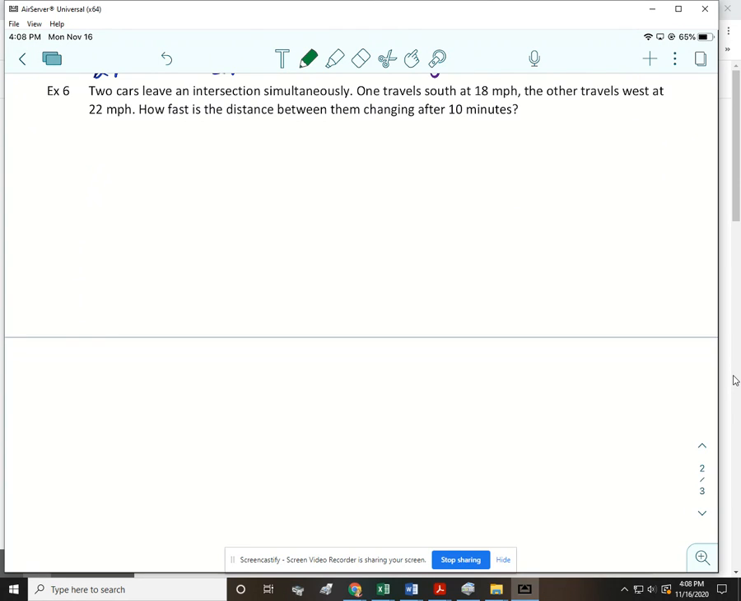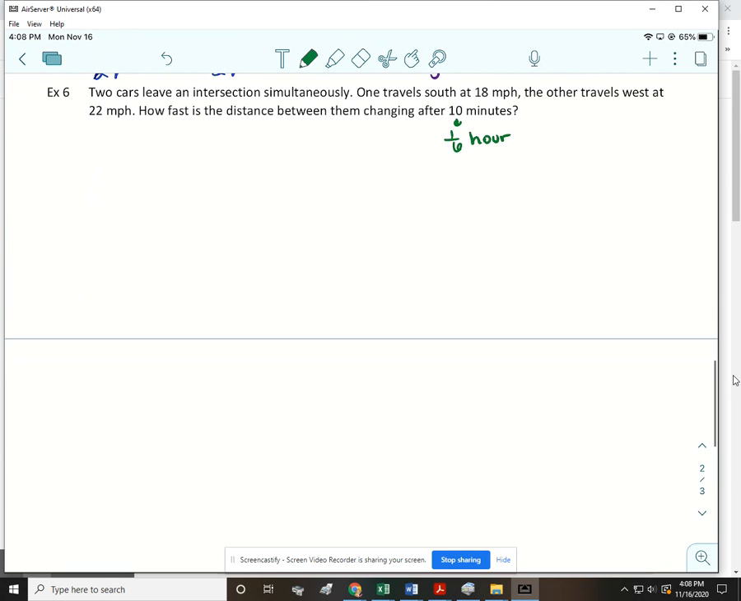So our rates are all in miles per hour, and then it talks about minutes, so that's not very helpful. So let's just say that 10 minutes is 1/6 of an hour. And if you wanted to do that 1/6 as a decimal, you could, but you would have to go to a whole lot of decimal places. So it's a little bit better just to leave it in fraction form. Okay, so here's our intersection.